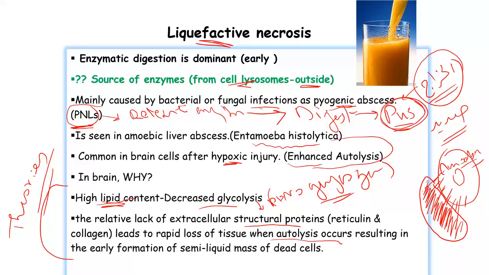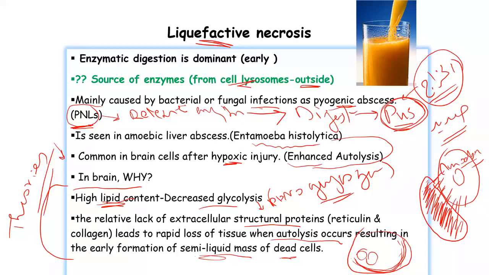Also, there is a relative lack of extracellular structure proteins like collagen and reticulin in the brain. Of course, you don't have this collagen and so on. This will lead to rapid loss of the tissue when autolysis occurs, and this will result in formation of a semi-liquid mass of the dead cells. So you don't have support to the dead cells, as in the case of the kidney, where you have the support of the connective tissue. You don't have this support in the brain, and so when death of the cells and autolysis occur, they just fall inside a semi-liquid mass, forming a cavity in the brain.